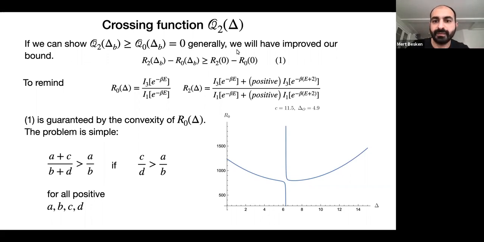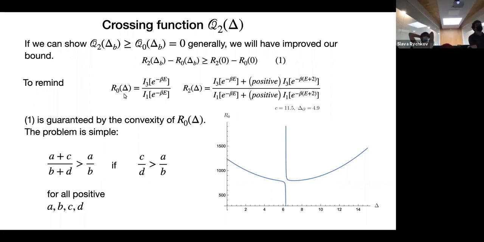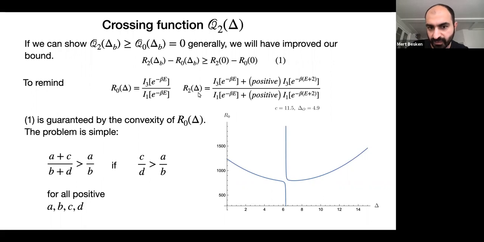And why is that? So in explicit form, the inequality that we want to show is R2 of delta beta at this previous bound is greater than R2 of zero and R0 minus R0 of zero. And I just took this equation and reshuffled the constituents. And to remind you, R0 is this guy here and R2 is this guy here. R2 is constructed from R0 by adding the same thing with some positive coefficients here.